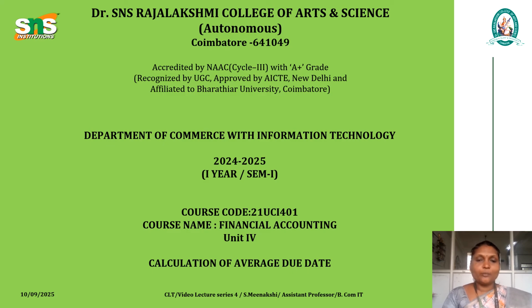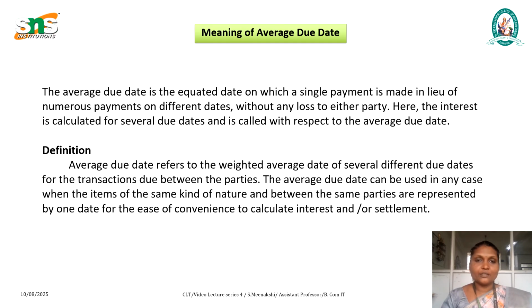Today in this video, I'm going to explain the calculation of average due date. So what do you mean by average due date? It is nothing but the weighted average date of several different due dates for the transactions that happened between two parties.